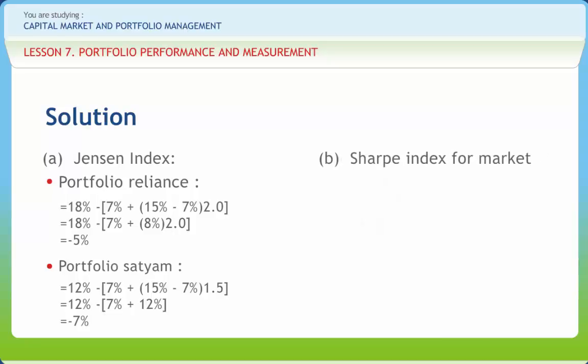B. Sharpe index for market. Here RM is 15%, RF is 7% and standard deviation is 6%. Put values in the formula: RM minus RF divided by standard deviation. 15% minus 7% divided by 6% equals 1.33.